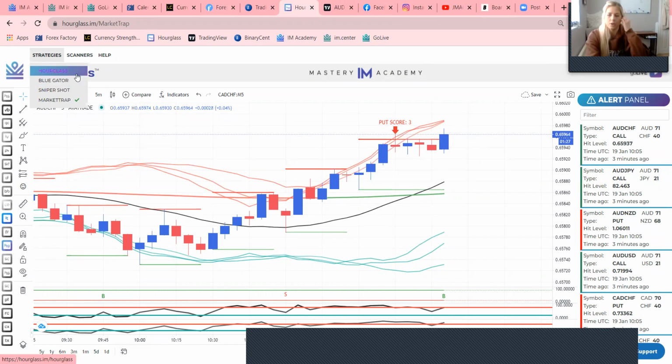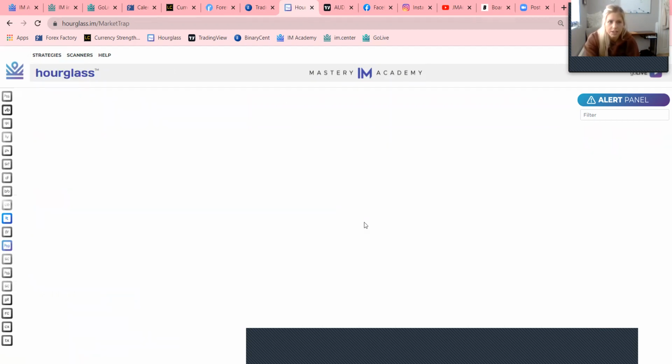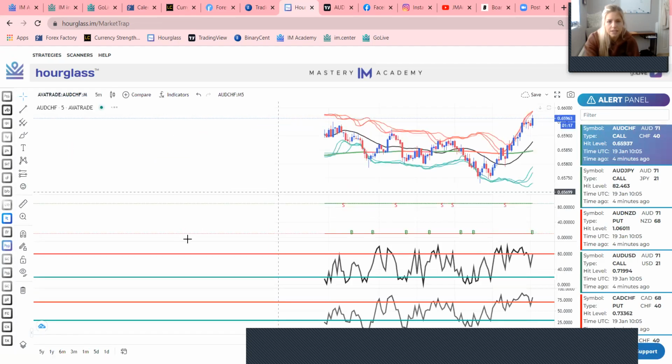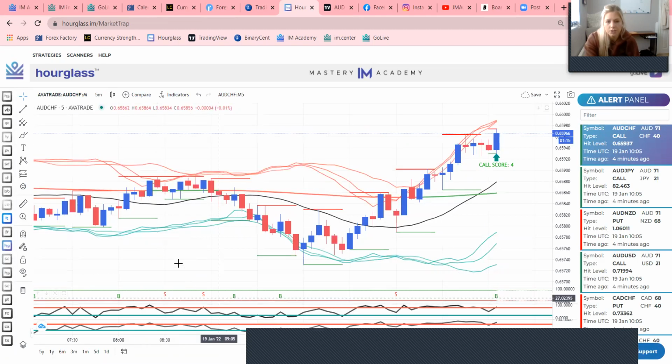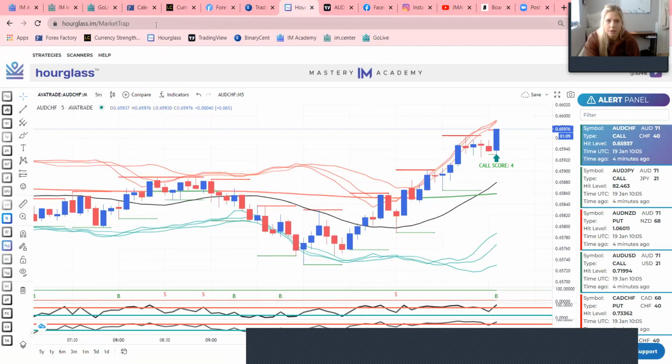A few other people that you'll see on the educators and things will be using Hourglass, but Dan strictly uses Market Trap and only Market Trap. So always make sure you're on that strategy. You'll see that it's Market Trap because it's got these two graphs and the B and the S at the bottom. That's how you know it's Market Trap. All right, so just make sure you're on that one.